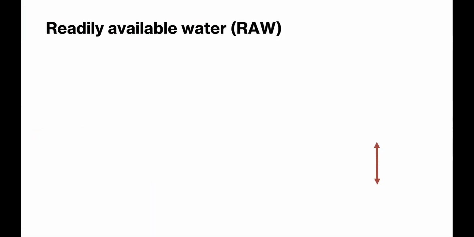RAW, or readily available water, is the water in the soil that is easily extracted by plants. So RAW is the fraction of plant available water that plants will happily use before they start slowing down their growth to cope with the water shortage. All crops are differently adapted for water shortage, so RAW fractions will vary quite a bit from crop to crop.